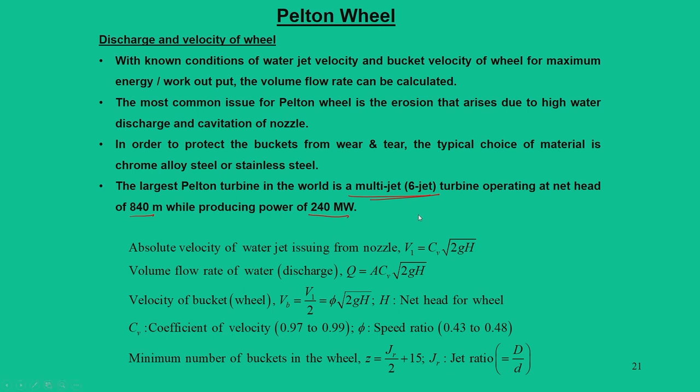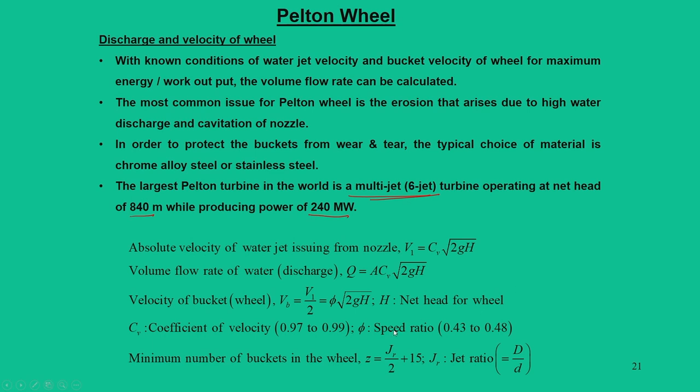But there are some side effects of this Pelton wheel, because erosion arises, as this wheel operates throughout the year. So, there is erosion of the blades, and there are also issues with cavitation of the nozzles. For those reasons, to protect the buckets, the typical material of choice is chrome-molybdenum alloy steel or stainless steel.